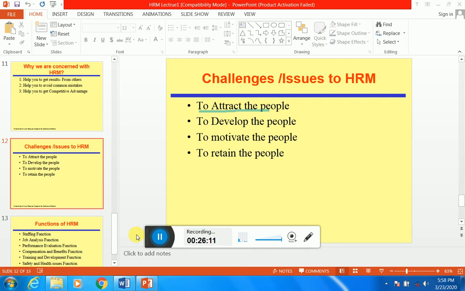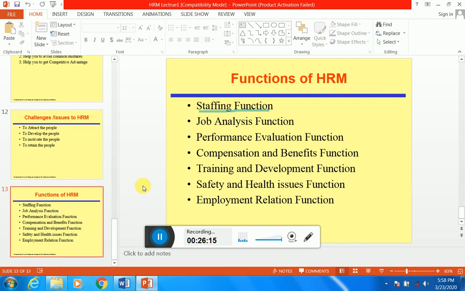Now we are going to the next slide, that is the functions of human resource management. Functions simply means the different activities performed by human resource management. There are a variety of activities, and a few of them we are going to discuss here. The first activity is the staffing function. What is the staffing function? It is simply known as the employment function.